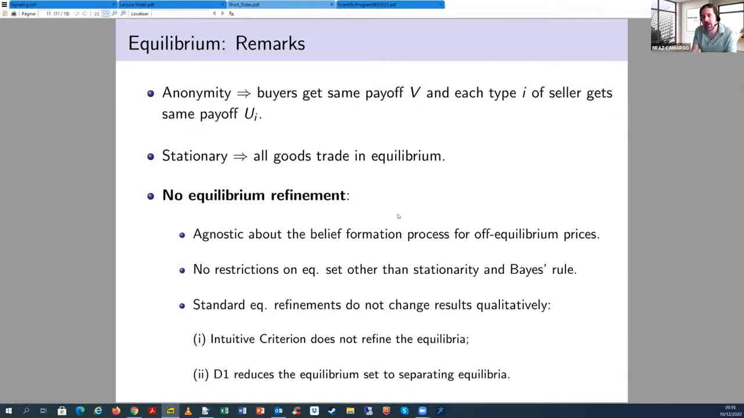It's a question that we get often: what happens when you impose standard equilibrium refinements? If we impose the intuitive criterion, the answer is that it doesn't refine the equilibrium set at all. And if we impose the other standard equilibrium refinement, which is D1, it reduces the set of equilibria to separating equilibria. As you're going to see, this is not going to change substantively the nature of our results.